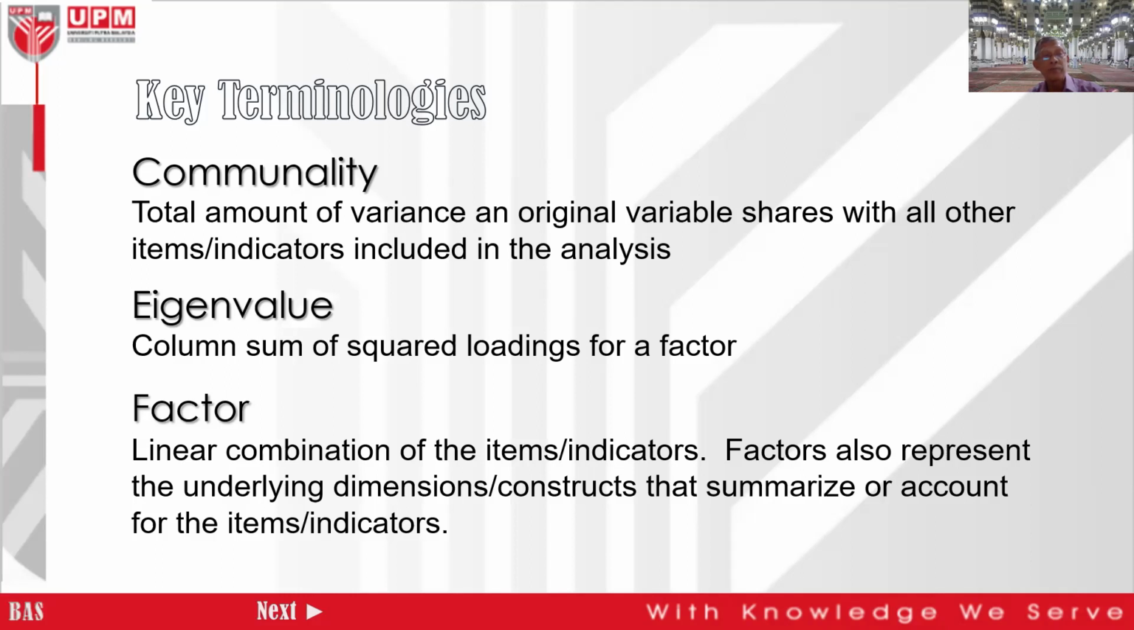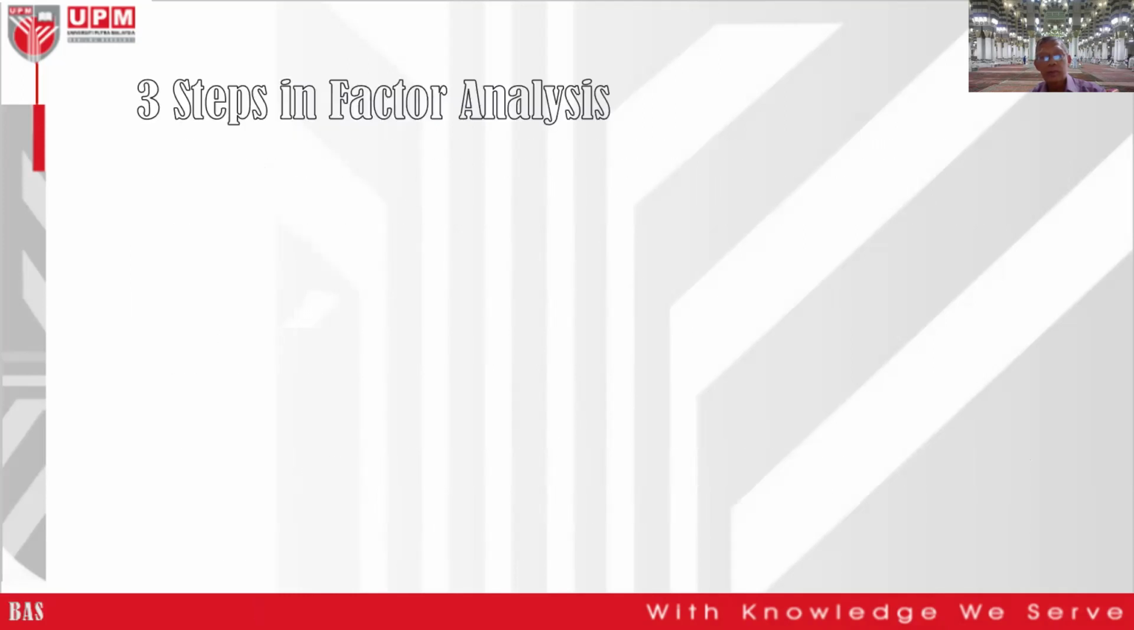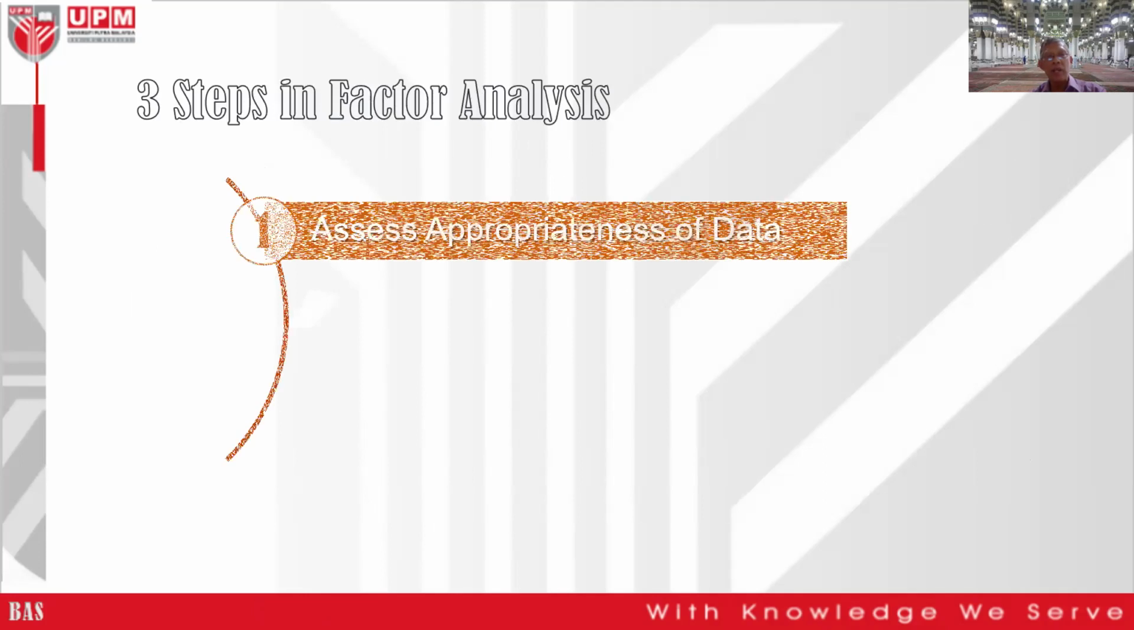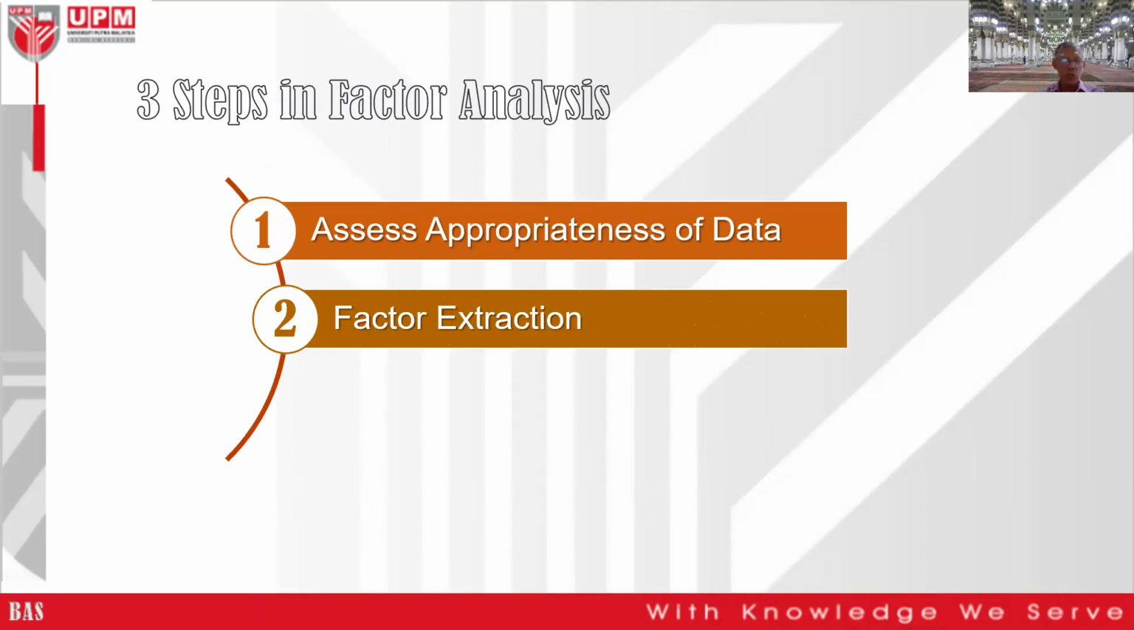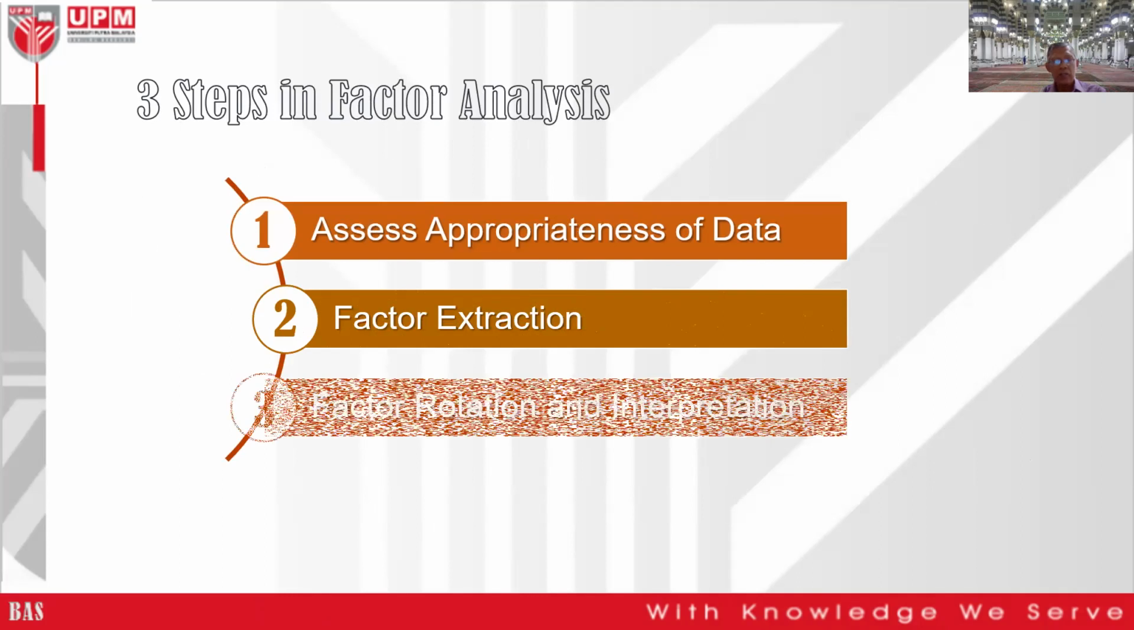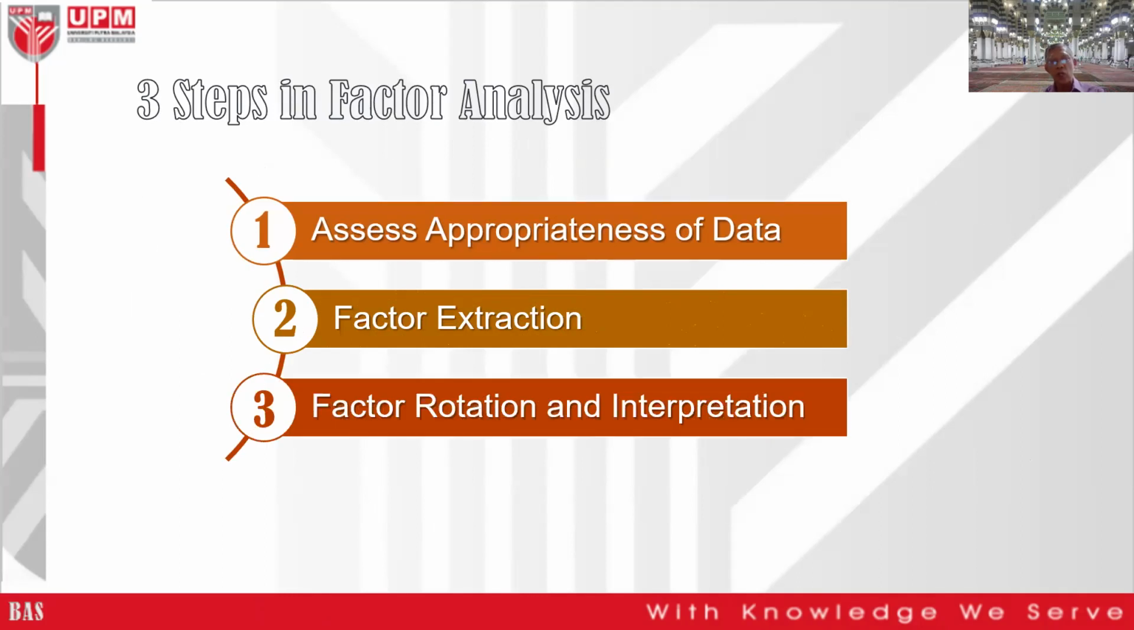Next will be the 3 steps in factor analysis. The 3 steps are: first, assess appropriateness of data for factor analysis, step number 1. Step number 2, factor extraction. We want to determine how many factors to be extracted. And step number 3 will be factor rotation and interpretation. Those are the 3 steps in factor analysis.